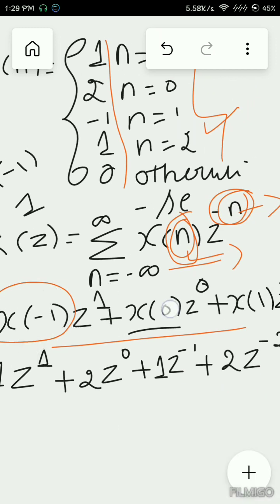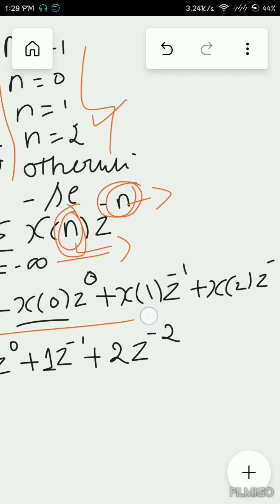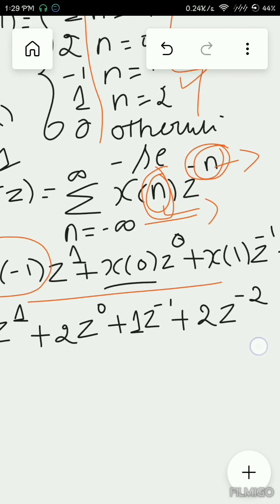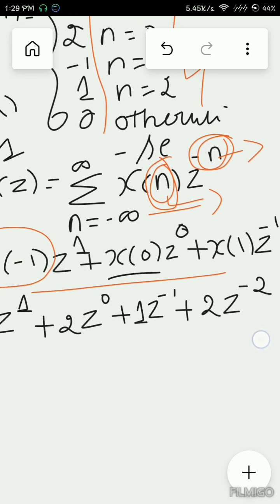So here also it was n. Here it is substituted with 0, and here also we substituted with 0. And here we substituted 1 over here, and here we substituted minus 1. So that is here z to the power of minus n, therefore it becomes minus 1. And here also there was n. I substituted 2. And here also there was n, I substituted minus 2, because it is z to the power of minus n, so I get minus 2.